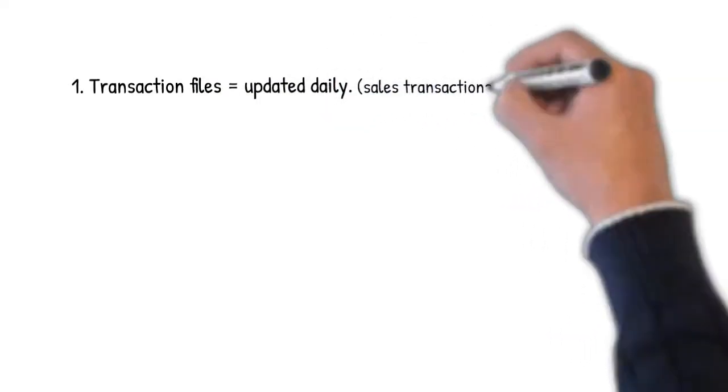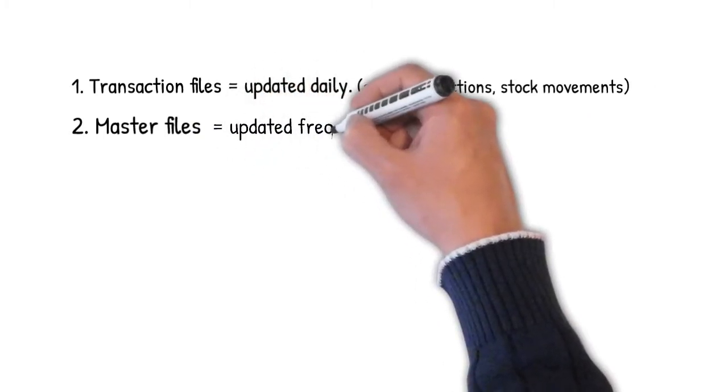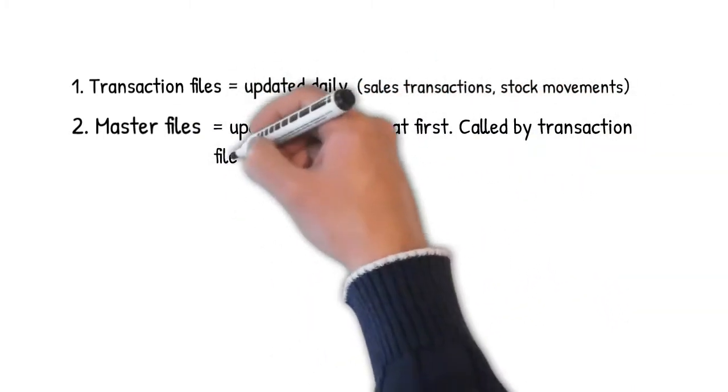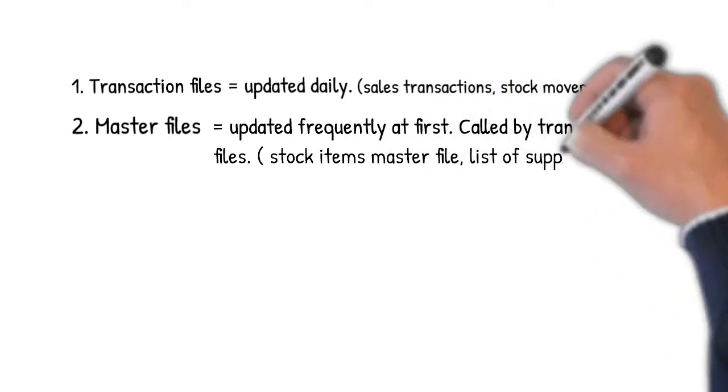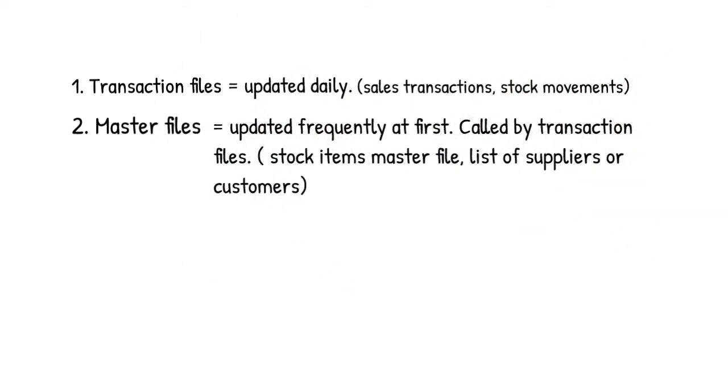For example, sales transactions and incoming and outgoing inventories. Master files are the sources of transaction files. They are frequently updated at the initial implementation stage but seldom in the long run. Examples are items master file and list of suppliers or customers.